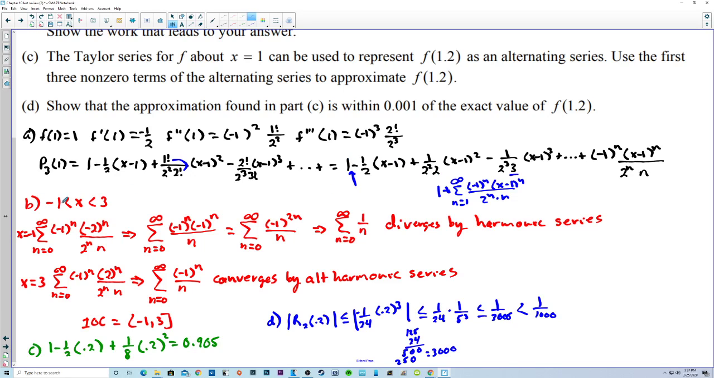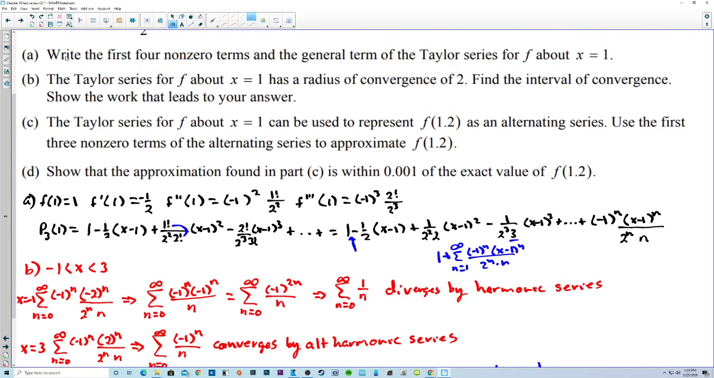Letter B, let's see, what does it say? The Taylor series for f about x equals 1 has a radius of convergence of 2. So centered at 1 with a radius of convergence of 2, we could write it like this. Negative 2 is less than x minus 1 is less than 2. So when we add 1, we get negative 1 is less than x is less than 3. So we're going from negative 1 to 3 just by that first sentence. Find the interval of convergence and show the work that leads to your answer.